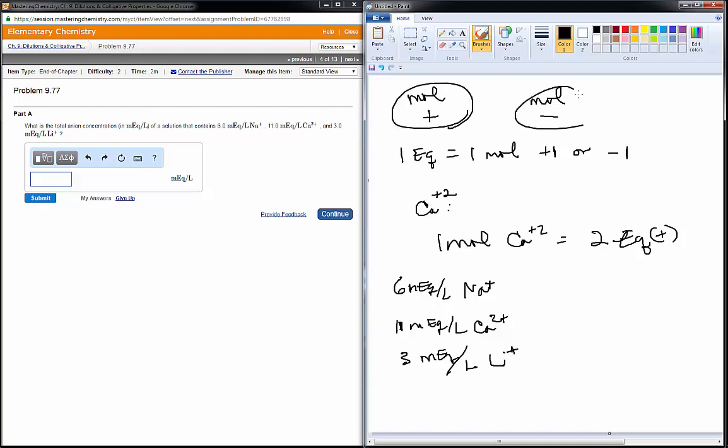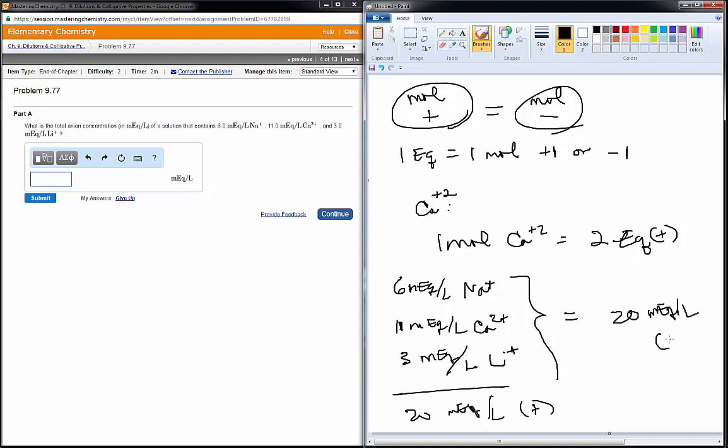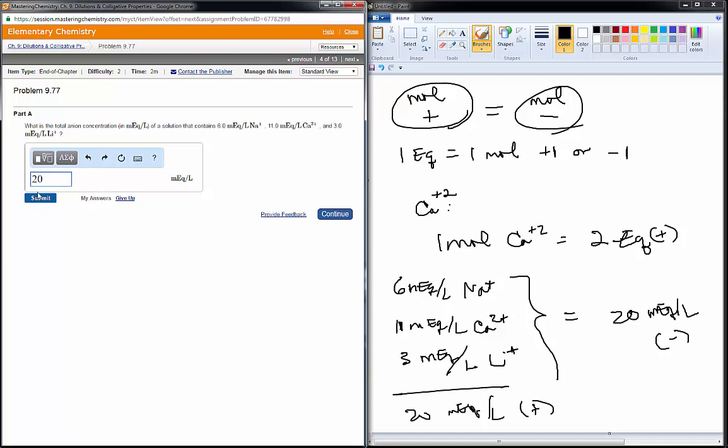Remember, the moles of cations has to equal the moles of the anions. So since these are all cations, we could just add this up. 6 plus 11 plus 3 is going to give me 20 milliequivalents per liter of positively charged ions. Therefore, I must have 20 milliequivalents per liter of negatively charged ions. And you might have a mixture again of chloride and bromide and carbonate and phosphate, but whatever you've got, they've got to add up in terms of equivalents to 20 milliequivalents per liter.